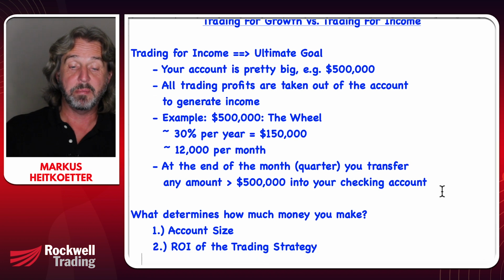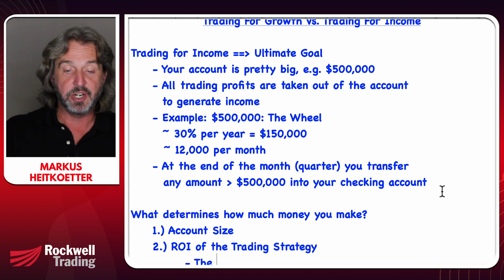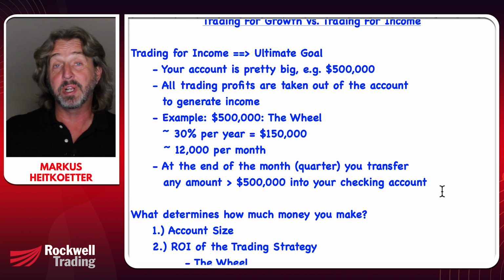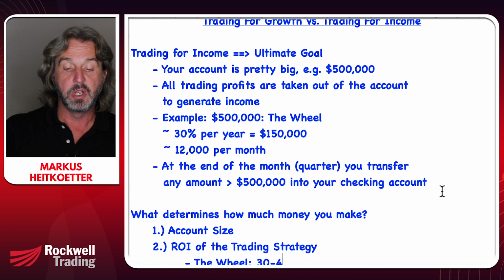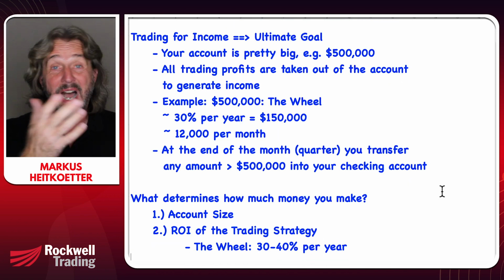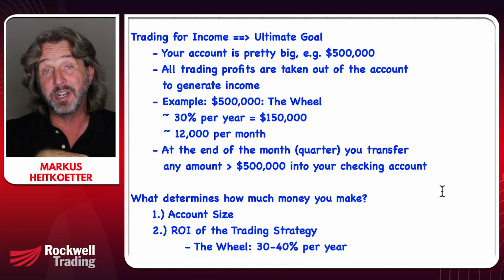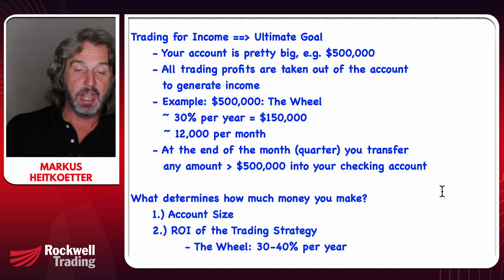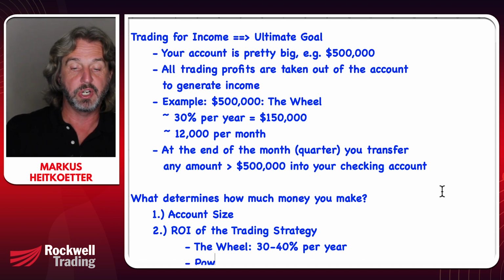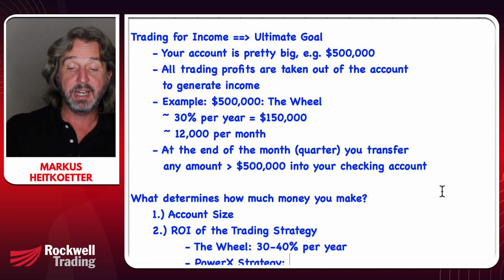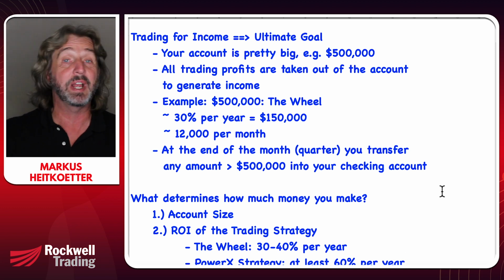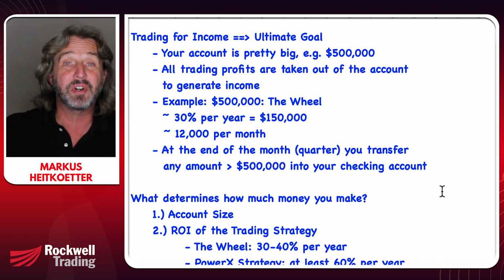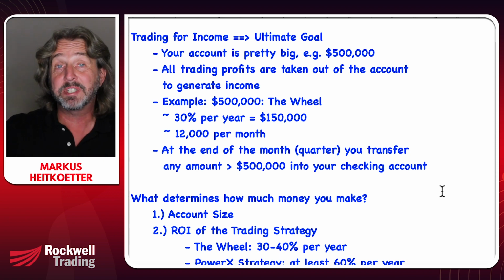Let me give you a few examples here. For example, the trading strategy, the wheel, that I recommend you trade on larger accounts, generates around 30 to 40% per year. Now, you also know that I love trading the PowerX strategy, and I'm trading it every day. And when you're trading the PowerX strategy, you're looking to generate at least 60% per year. That is the goal of the strategy, right? So this is where you choose the strategy that fits your lifestyle and that also fits your goals the best.